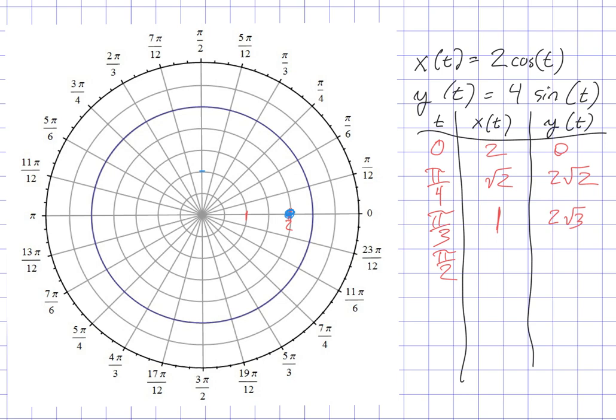Pi halves, cosine is 0, sine is 1, we're at 4. 1, 2, 3. Oh, I ran out of room on my graph. I should have done it more like this. And you keep working your way around. What we would actually find if we were to connect all these points is a very terribly drawn oval of sorts. Officially, we'll call it an ellipse.